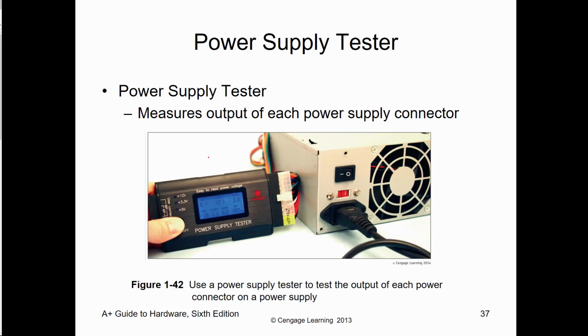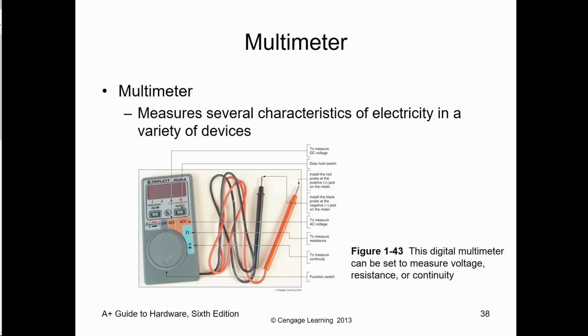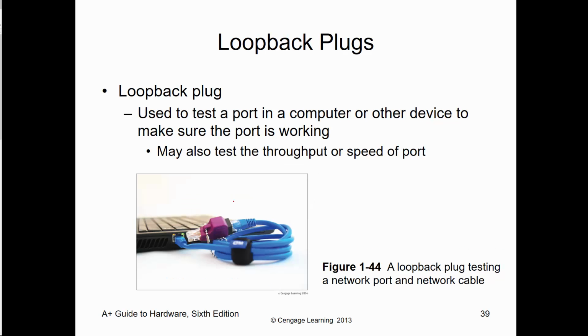We have a power supply tester. Here's just one form of power supply tester. This will test the appropriate power for our P1. Here we have it testing our P1. It is testing for 5 volts, 12 volts, and 3.3 volts, or close to that proximity. We're looking at a multimeter. Again, that's going to be used to test electrical characteristics. A loopback plug if we want to check a physical network adapter.